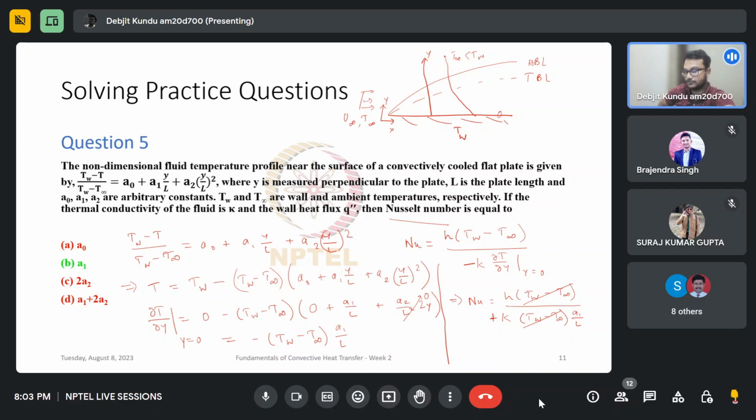So let's try to do this in a little bit different way, the computation of the Nusselt number.